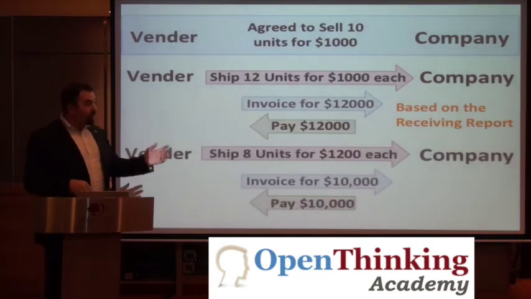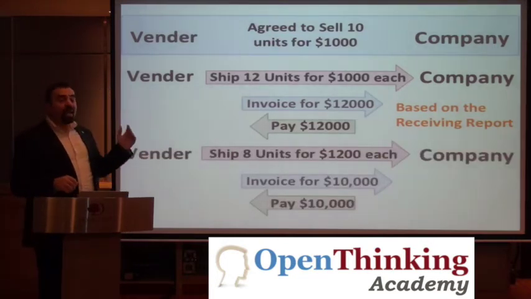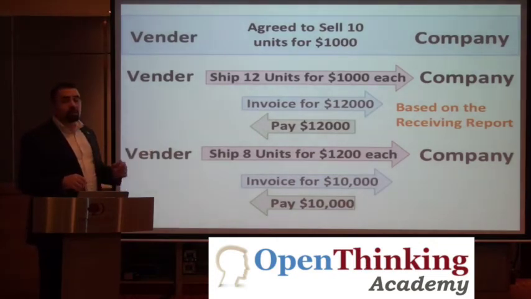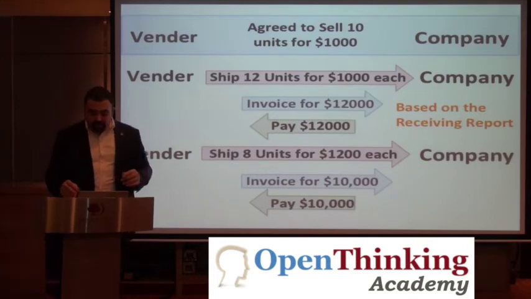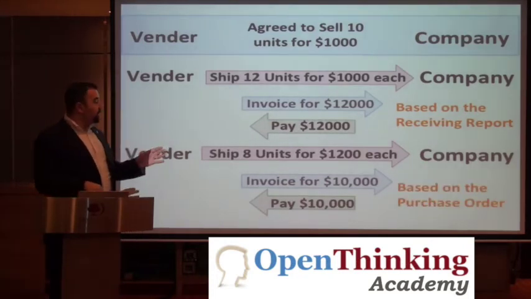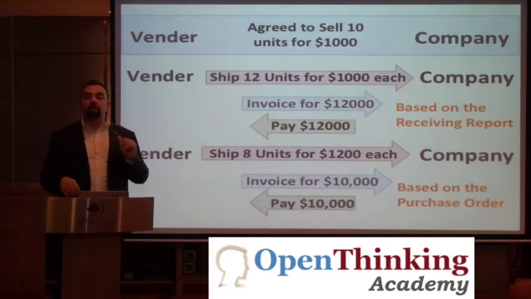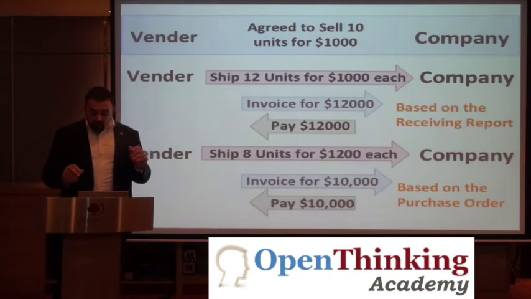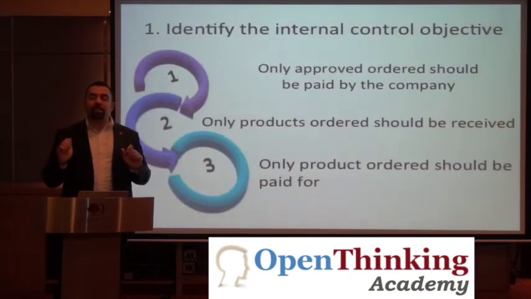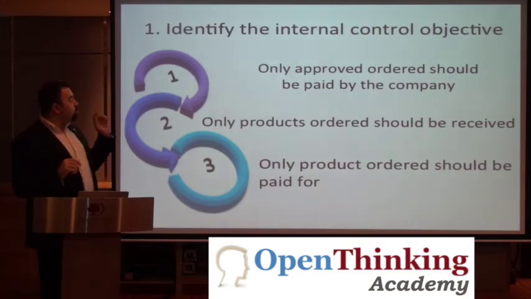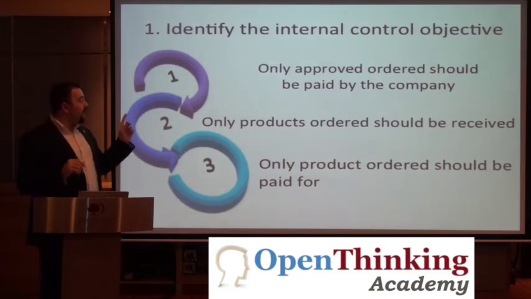Because your organization relied on the receiving report and made the payment without looking at the purchase order. What if the vendor, on the other hand, sent you 8 units and each unit is costing 1,200, and sent you an invoice for exactly 10,000 and you paid? What happened here? Your organization relied on the purchase order, not the receiving report. So this is why we create what we call attribute testing. We need to do testing to ensure that none of these attributes are happening in the sample we select, which is we need to ensure only approved orders have been paid.